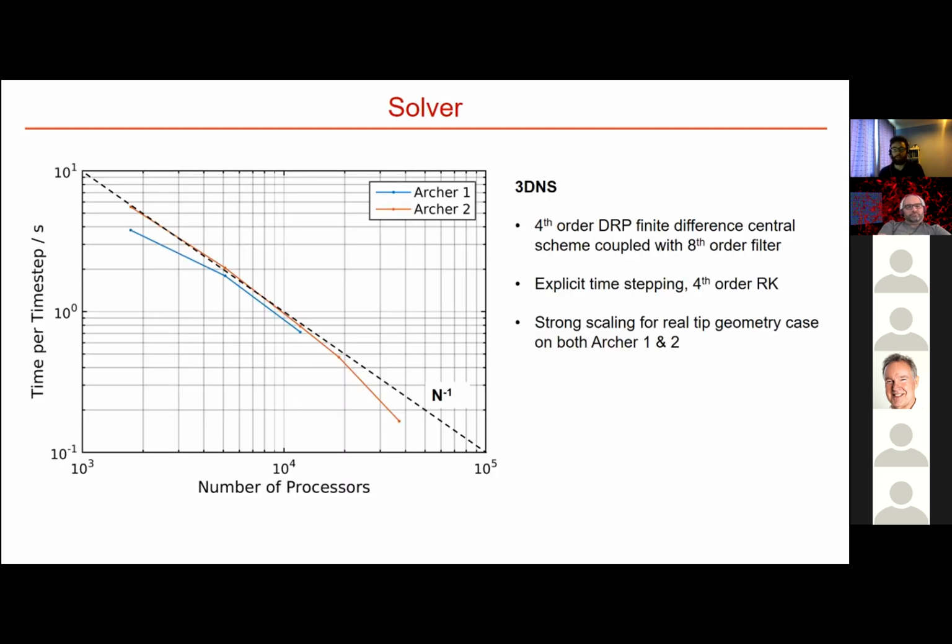To do this, we use Dr. Wheeler's 3DNS code. This is a 4th order finite difference scheme coupled with an 8th order filter. It has an explicit time stepping using a 4th order Runge-Kutta scheme. As you can see in the figure, running the solver on both Archer and Archer 2 resulted in strong scaling for the real tip geometry case.